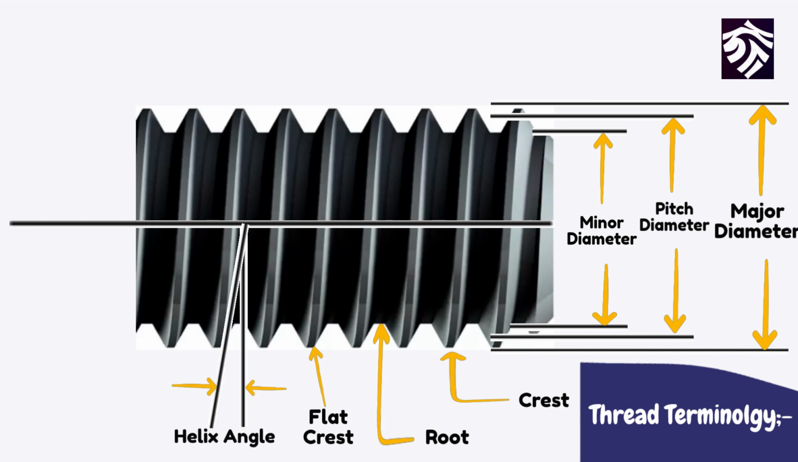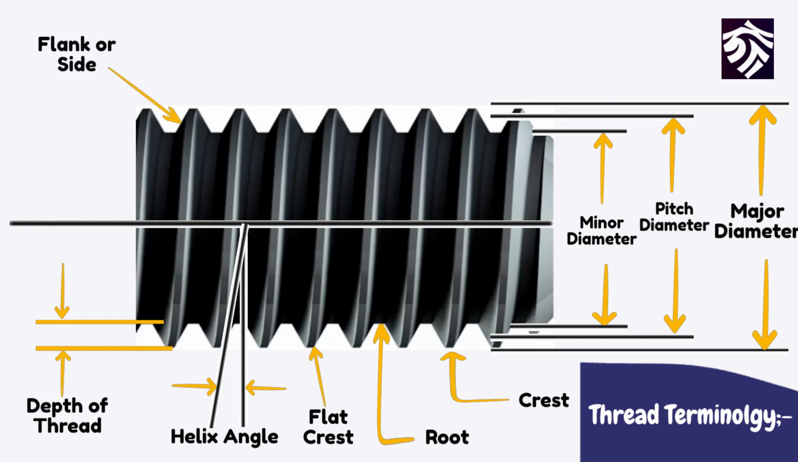Helix angle. The helix angle is the angle of a screw flight, relative to a plane perpendicular to the screw axis. Depth of thread. It is the distance between the crest and the root of a thread, measured normal to the axis on an axial plane. Flank or side. It is the surface of a thread that connects the crest with the root, and also it offers the surface contact with its counterpart.